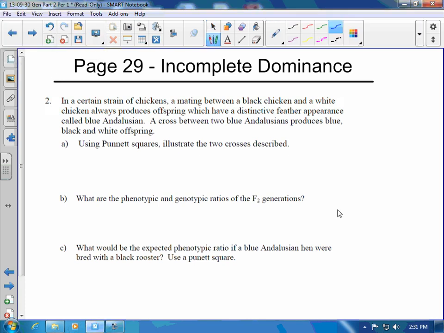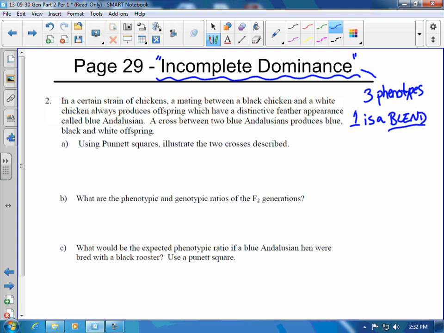All right, this is an incomplete dominance question from page 29, question 2. You'll know it's an incomplete dominance question if either the words "incompletely dominant" appear somewhere in the reading of the question, or if we see three phenotypes where one is a blend of the other two. When you find that one, make that one the heterozygote.